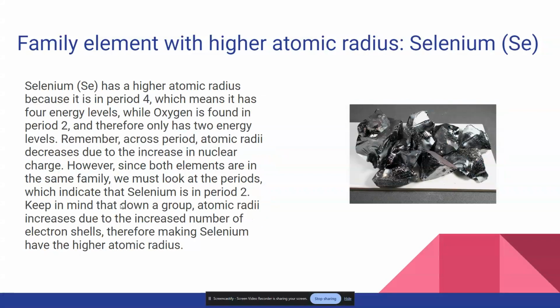The family element with the higher atomic radius is selenium. Selenium, Se, has a higher atomic radius because it is in period 4, which means that it has 4 energy levels, while oxygen is found in period 2, and therefore only has 2 energy levels. Remember, across a period, atomic radii decrease due to the increase in nuclear charge. However, since both elements are in the same family, we must look at the periods, which indicate that selenium is in period 4 and oxygen in period 2. But remember to keep in mind that going down a group, atomic radii increase due to the increased amount of electron shells, therefore making selenium have the higher atomic radius.